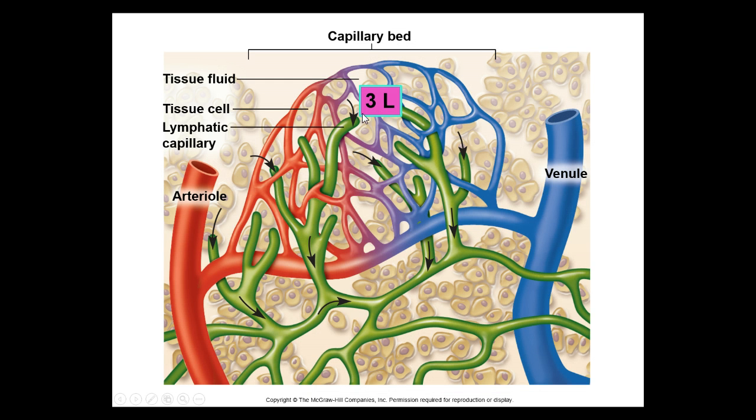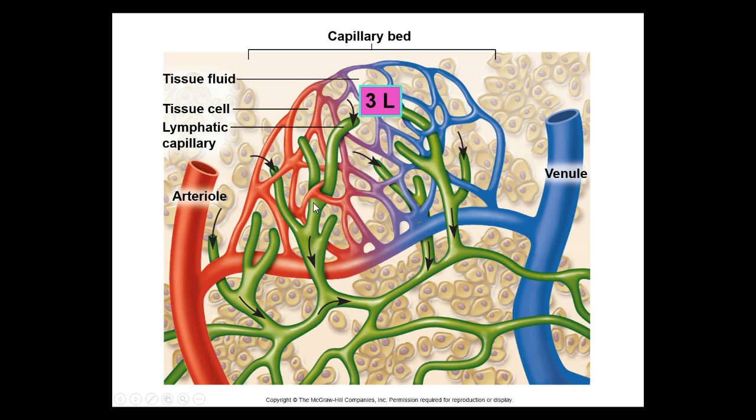Again, as we know, all of it returns to the capillaries on the venous end of the bed, except for about 3 liters of this fluid that came out of the capillaries over here is going to still remain among the cells. See these cells out here, this interstitial fluid.